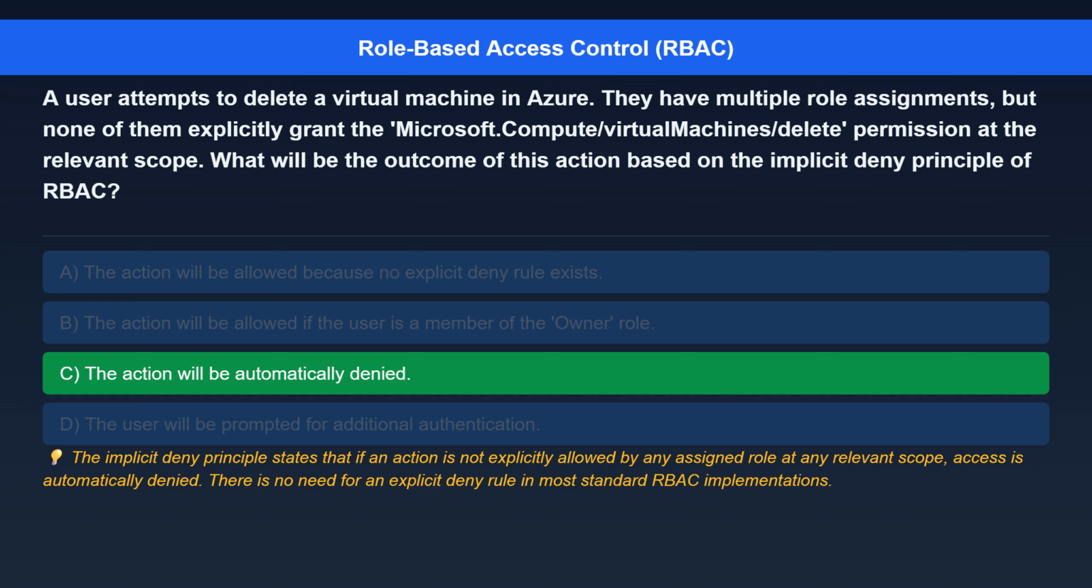Here's the explanation. The implicit deny principle states that if an action is not explicitly allowed by any assigned role at any relevant scope, access is automatically denied. There is no need for an explicit deny rule in most standard RBAC implementations.